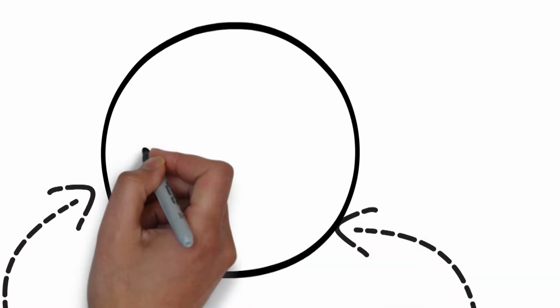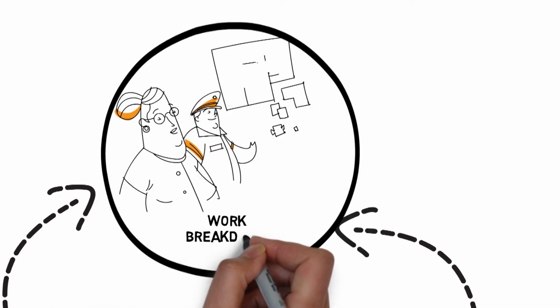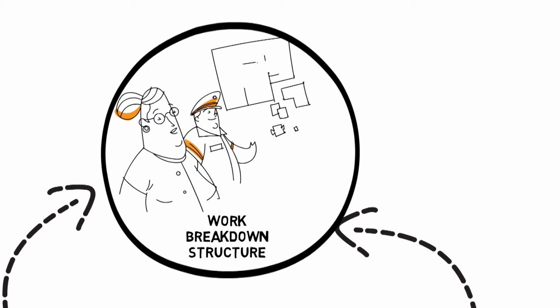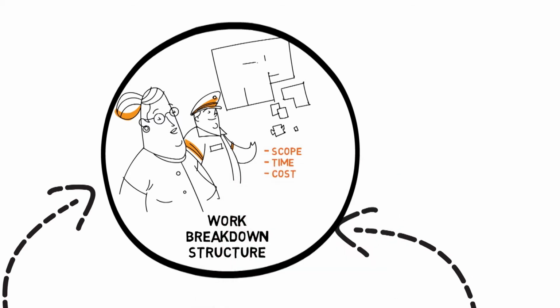Working together with the AWP Champion and the project team, the information manager will develop the work breakdown structure to support the elaboration and synchronization of scope, time, and cost.